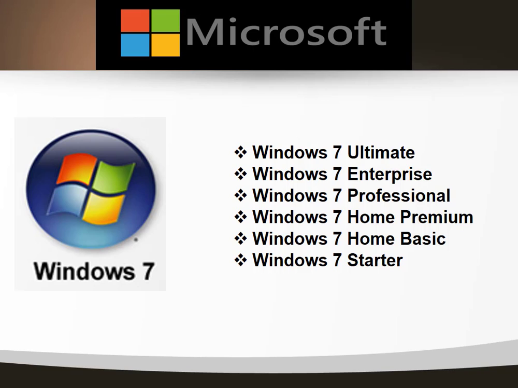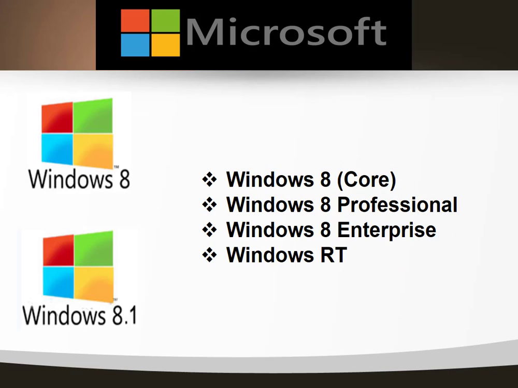And then Windows 7 Ultimate contains pretty much the same features as Windows 7 Enterprise, but unlike the Enterprise, you could, as an individual, buy a Windows 7 Ultimate license for home use. So that's pretty much all the editions of Windows 7 that you would need to know. You also need to know about the Windows 8 editions.